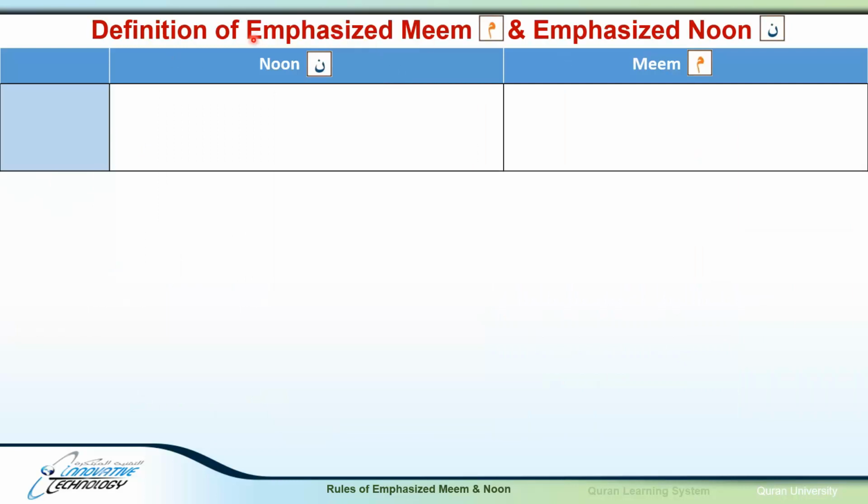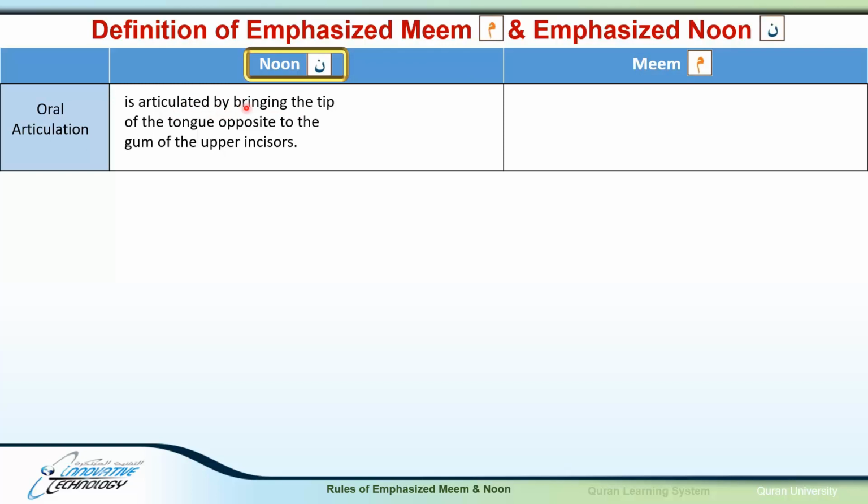Let's first learn what we mean by emphasized Meem or emphasized Noon and what's special about those. Now, the Noon and Meem are related letters because both are similar in having double articulation, one nasal that gives them the Ghunnah and one oral. And the oral articulation for the Noon is basically by bringing the tip of the tongue opposite to the gum of the upper incisor. Let's look at that.